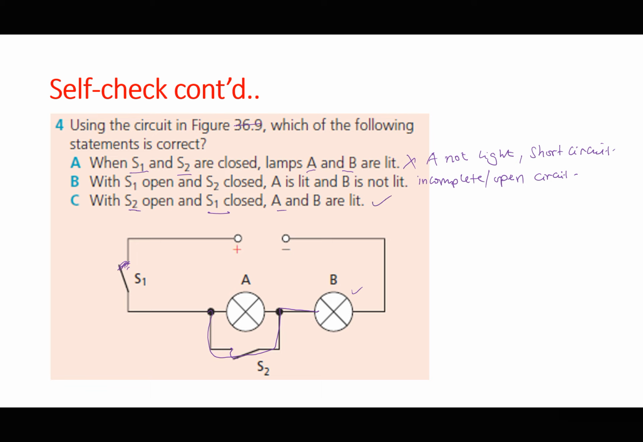So for the first one, if both are closed, there's a short circuit. A will not light. It is only B that would light. When S1 is open, there's an open circuit. There's no current in the circuit. When S2 is open, the short circuit is prevented, and S1 is closed, there's a complete circuit, so current flows through both A and B. So the answer is C.